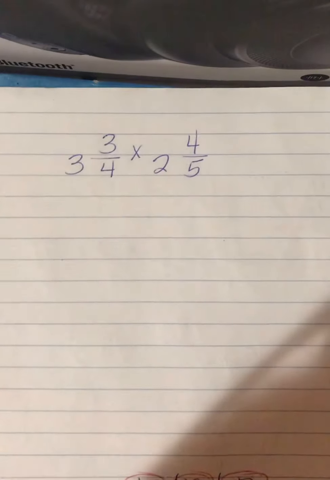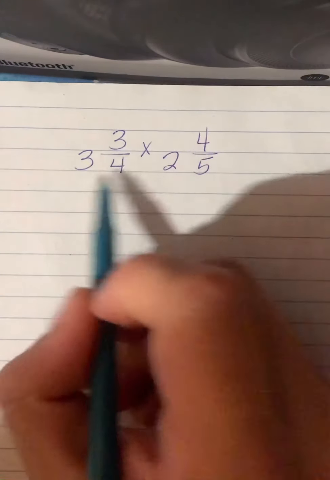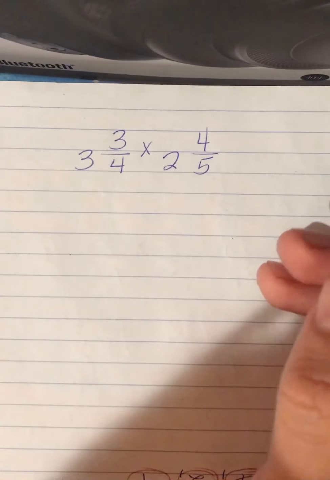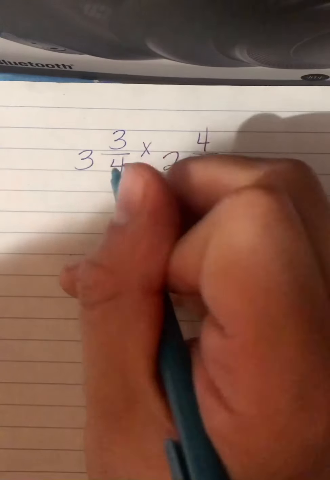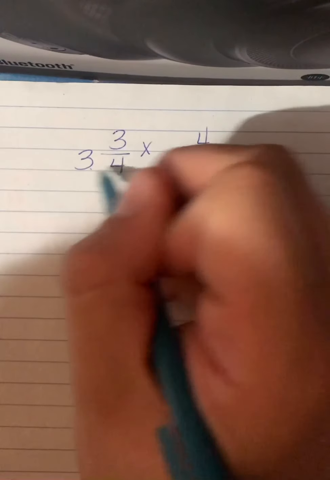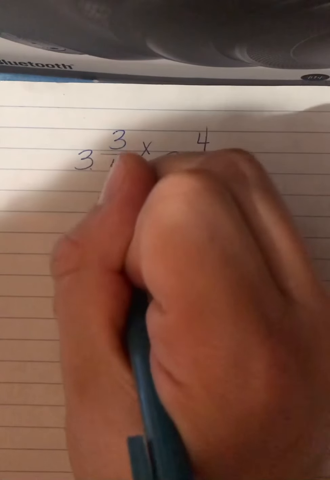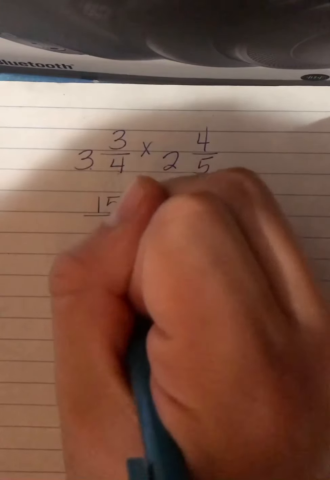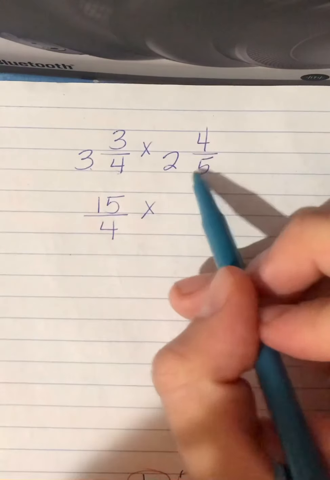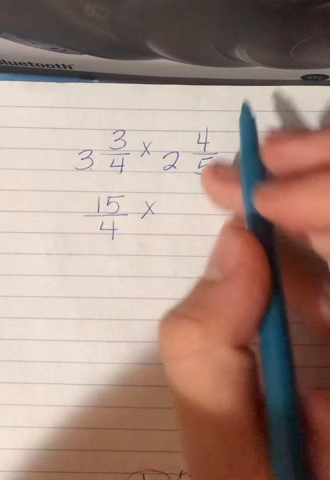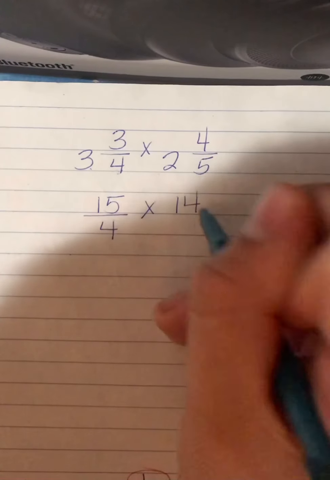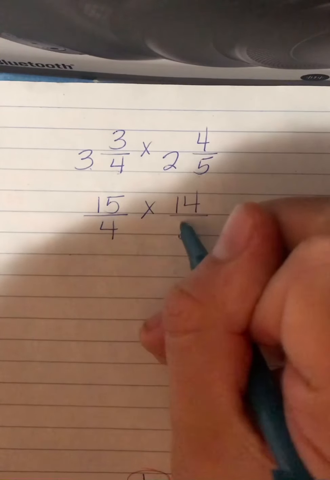Okay, first step is to change the mixed numbers into improper fractions. So what I do, multiply the denominator times the whole number. 4 times 3 is 12. Then add that to the numerator. 12 plus 3 is 15. 15 over 4 times 5 times 2 is 10 plus 4 is 14 over 5.